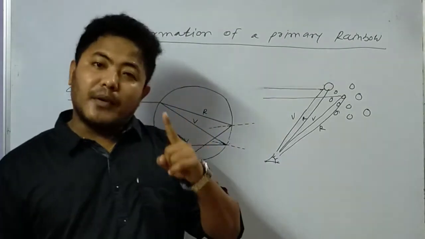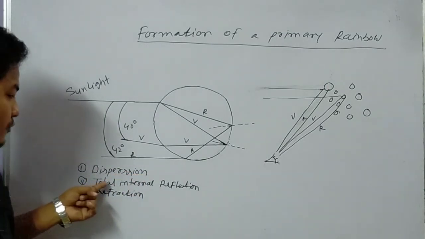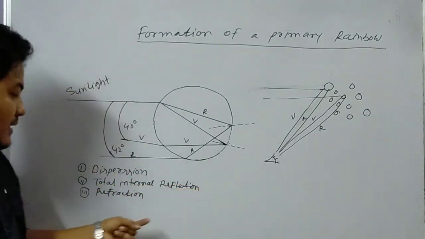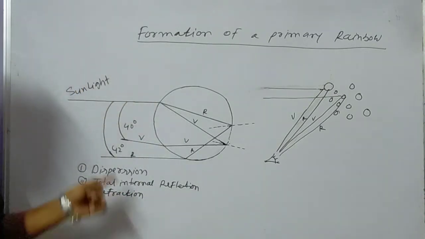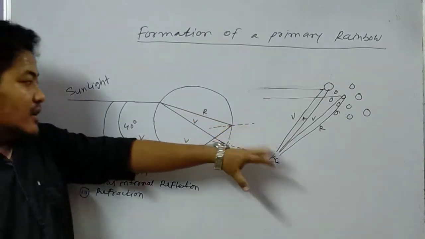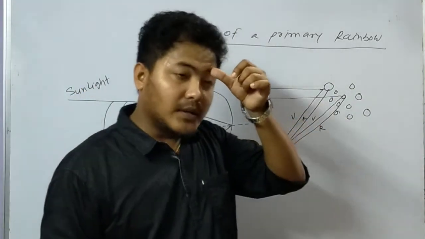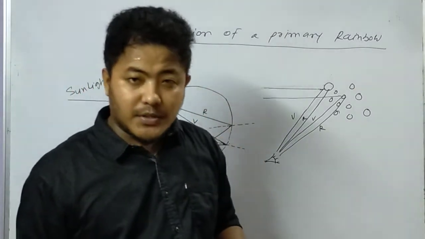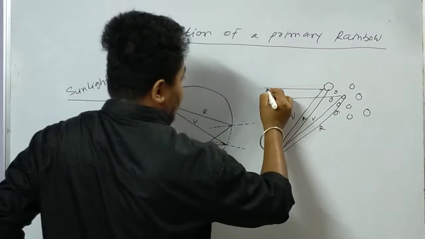And in case of the primary rainbow, there are 3 processes. One is dispersion, total internal reflection, followed by refraction. Is that clear? So this is how it takes place. And this is the whole phenomenon. This particular phenomenon of bending of light or dispersion of light, we can take the concept from the prism. Okay, so this is how it will be seen, like that.